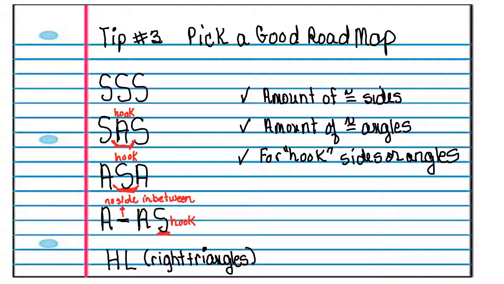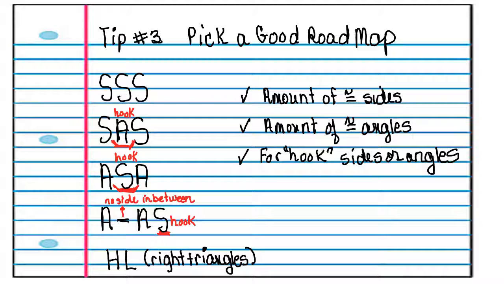Tip number 3, pick a good roadmap to follow. SSS, SAS, ASA, AAS, and HL for when you have right triangles. Always check out the amount of congruent sides, whether they are given or hidden. Check out the amount of congruent angles. Look for the hook sides and angles. That with SAS, you have a side hooked to an angle and a side on the other side of the angle. That's what I mean by hook.